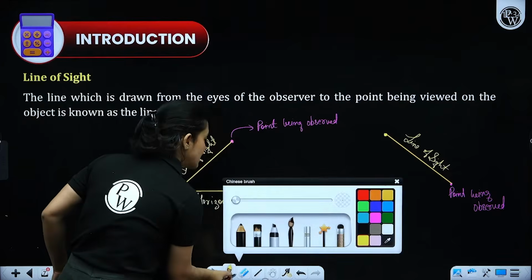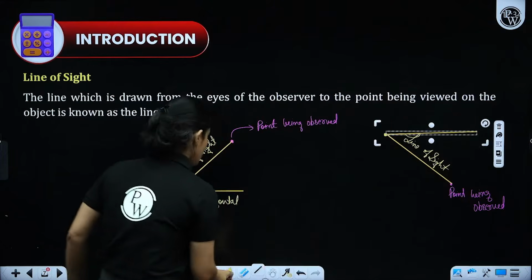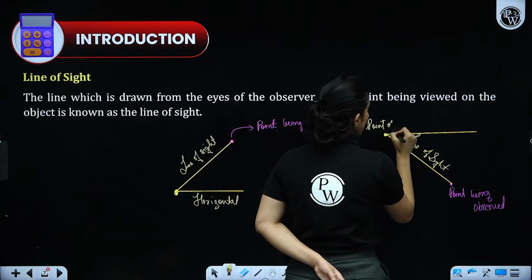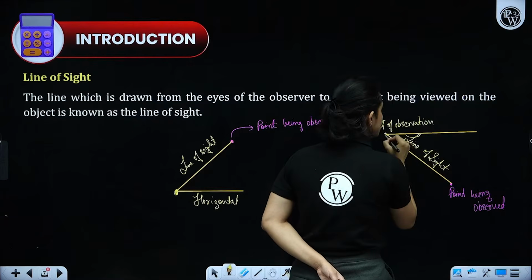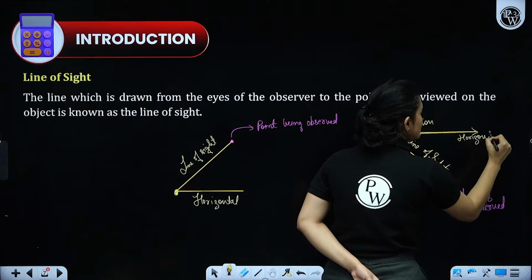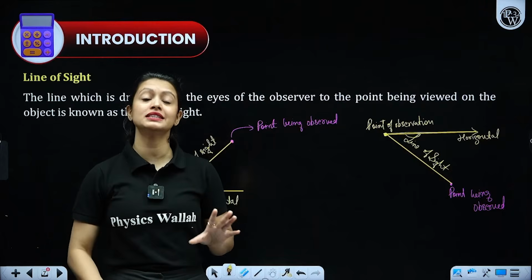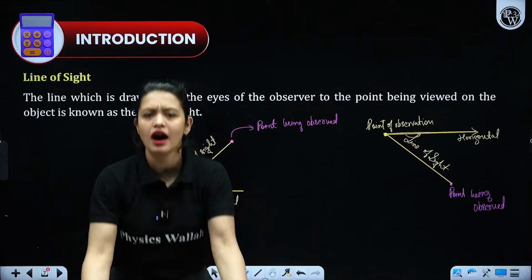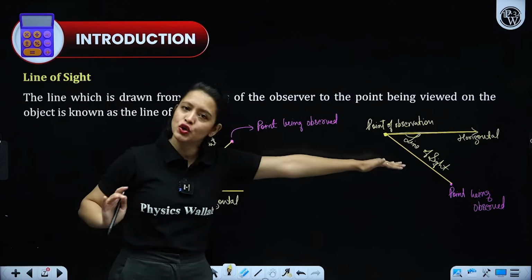While here, let's draw the horizontal. The horizontal is always drawn from the point of observation. Remember, point of observation. So this here is my horizontal. Here you can see that the line of sight is below the horizontal. That means whatever point is being observed, it's lying below the point from which it is being observed. For example, if I am observing a car down the street, standing on a building. So we have two scenarios.